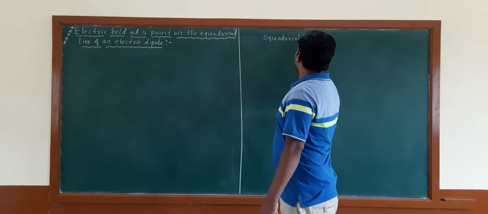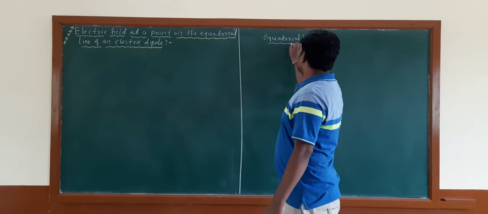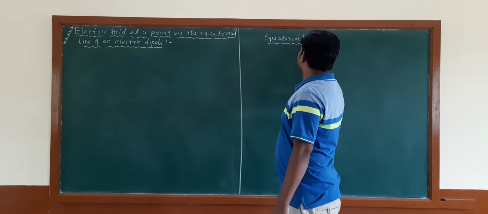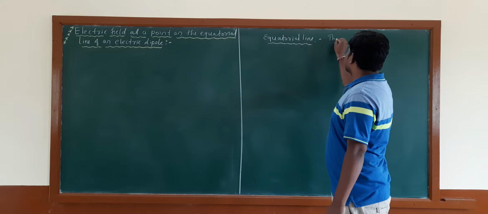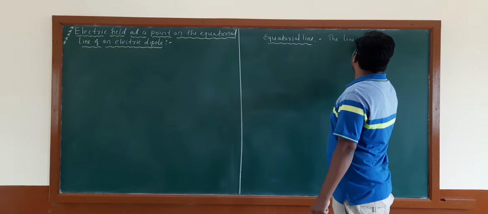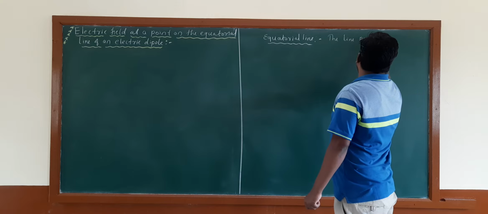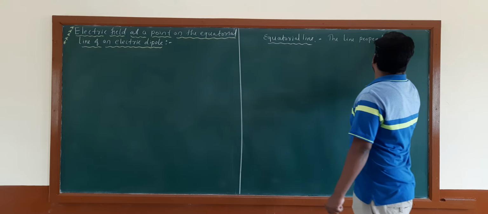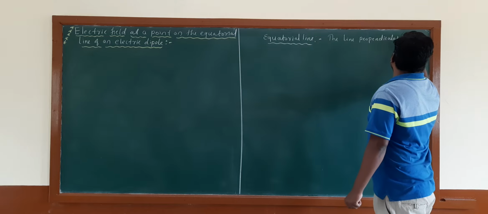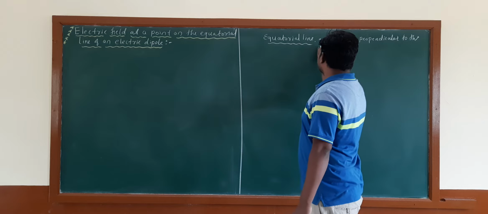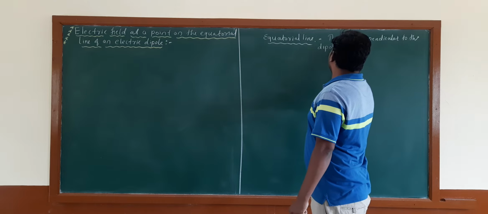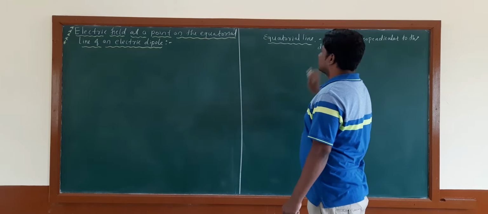So, the equatorial line is the line perpendicular to the dipole axis. The line perpendicular to the dipole axis. Dipole axis. So how is it?